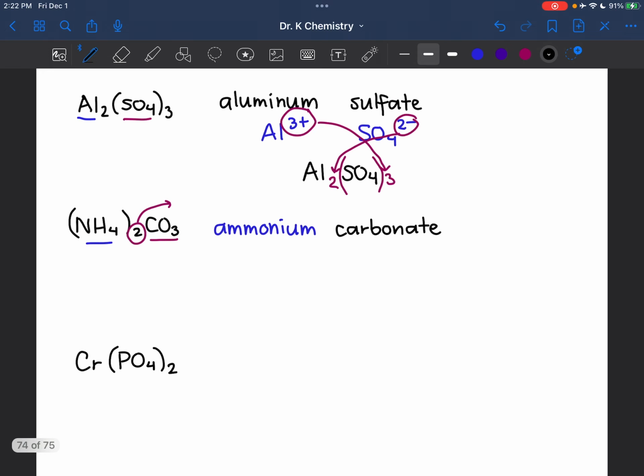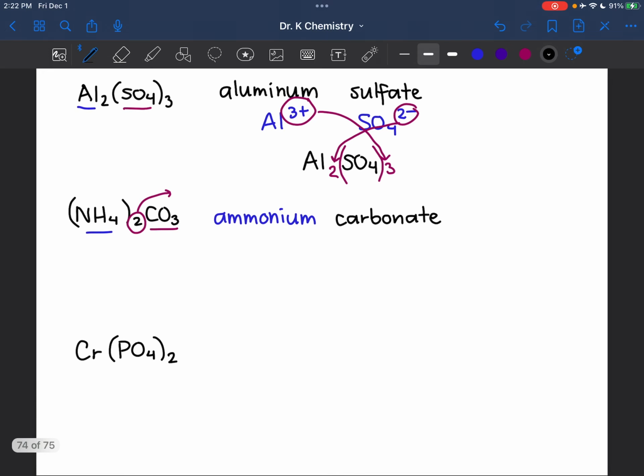And finally, here is a tricky example because this includes a polyatomic ion and a transition metal. Keep in mind that transition metals have a varying charge. So I'm going to start by listing the name of the element that appears first. That is chromium. And then in parentheses, I'm just going to leave a blank space for the charge that we're going to figure out from the chromium.